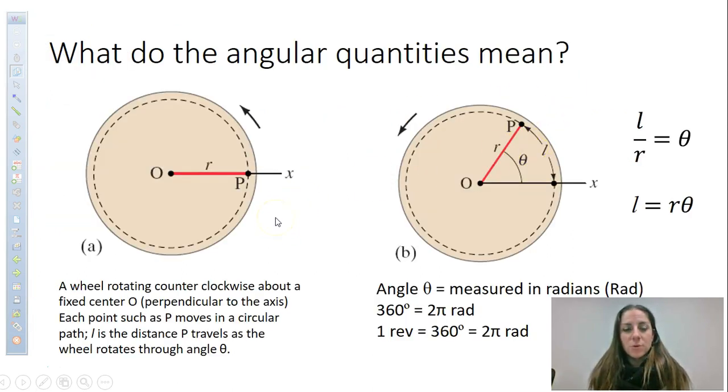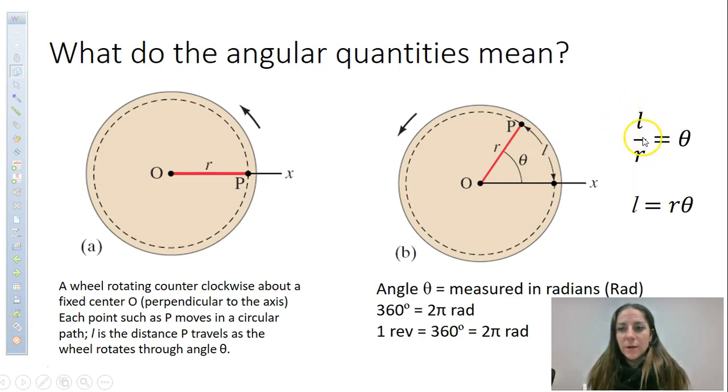So what do these rotational quantities mean? This is just to give you a visual of what theta represents. If we're rotating about a fixed point O right here, and we're watching this line move from point X to point P, we have moved a radial distance of theta here. So that's what theta actually represents. Now we can get the physical linear curved distance through this relationship, but you're probably not going to need to do that.